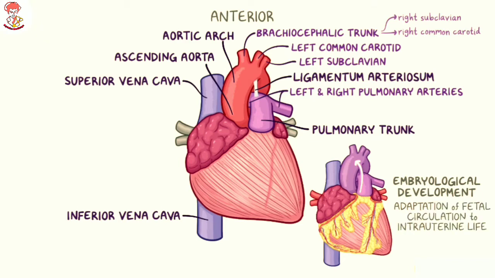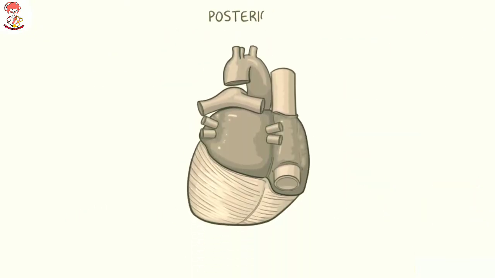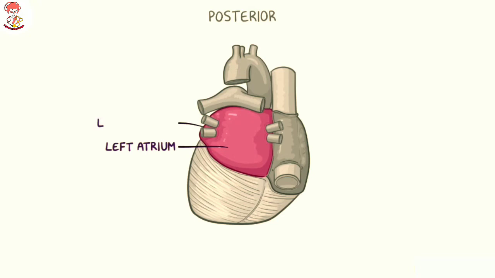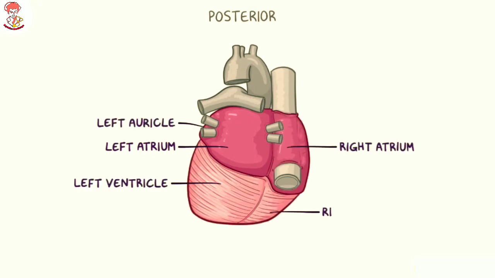Now on posterior view, we can see the left atrium and the left auricle, most of the left ventricle as well as the right atrium and the right ventricle. As before, the atria and ventricles are separated by the coronary sulcus, but now the right and the left ventricles are separated by the posterior interventricular sulcus.